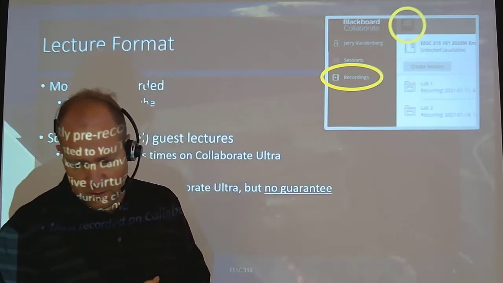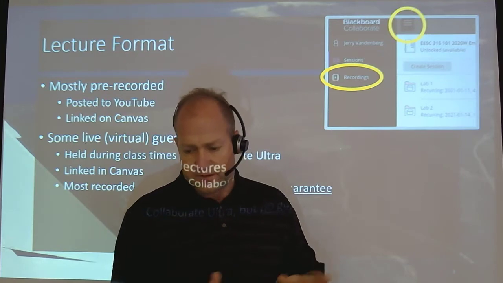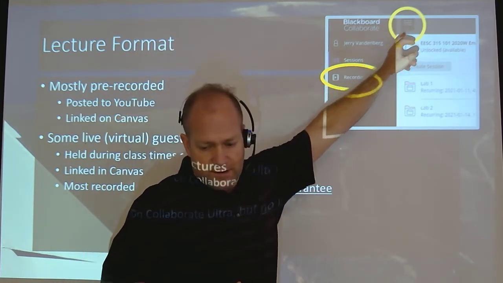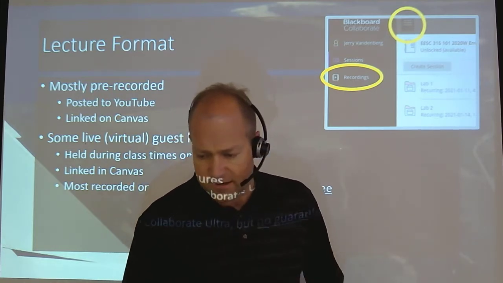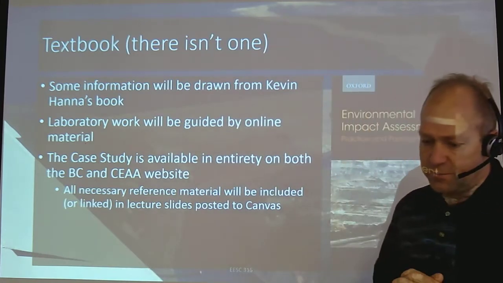So you've probably found that by now since we're into our third online semester, but just in case you haven't, remember that to find a recorded Collaborate Ultra session, you need to click on that icon to reveal this menu, okay? So the textbook, there isn't one.